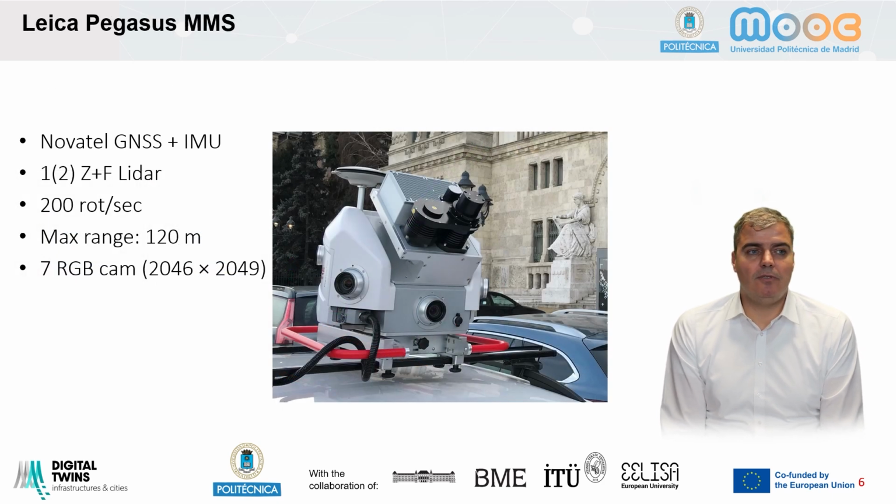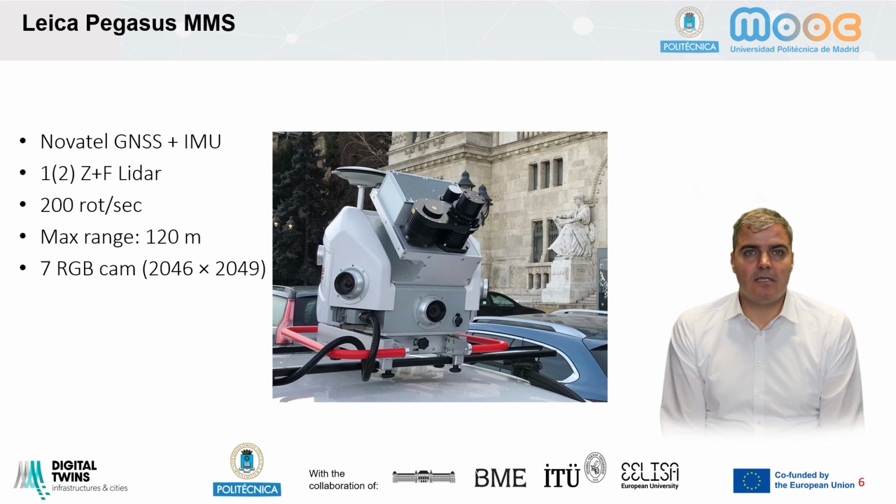About the systems, there are multiple examples, so I will show you only some. That's, for example, the Leica Pegasus mobile mapping system that has a Novatel GNSS and IMU, so that's the location and positioning navigation unit. A ZF LiDAR system for the laser scanner. It has a 200 rotation capacity per second. The maximum range is 120 meters, so it's quite enough to survey the road, the nearest road environment, and it has 7 RGB cameras mounted on the platform.